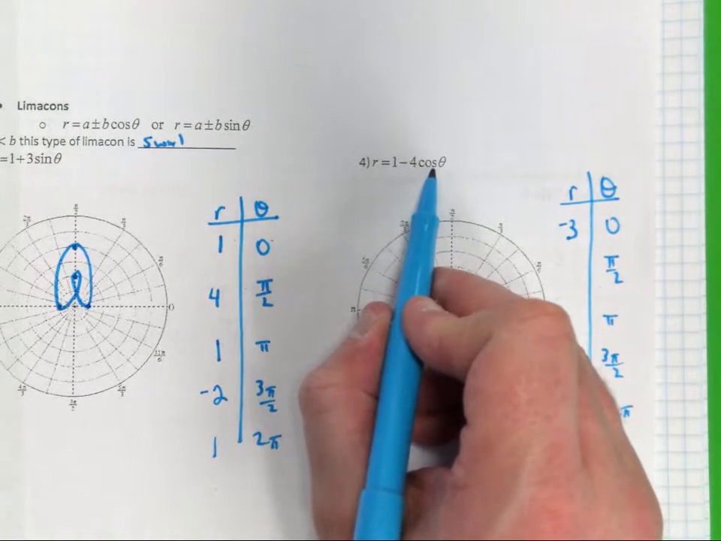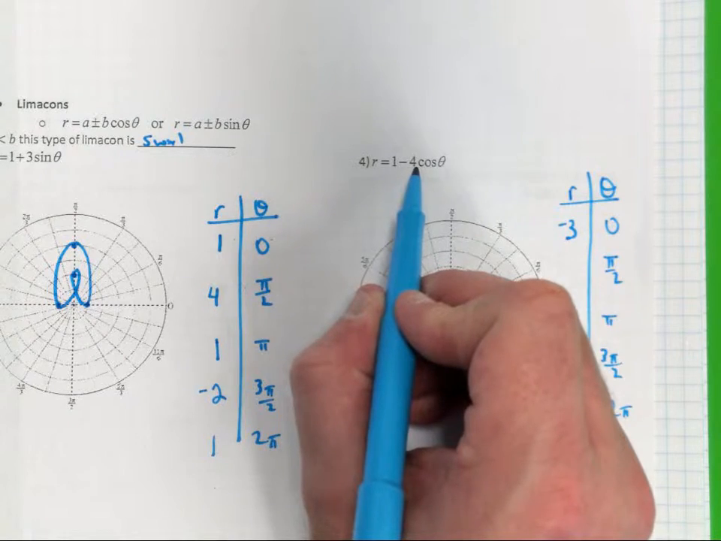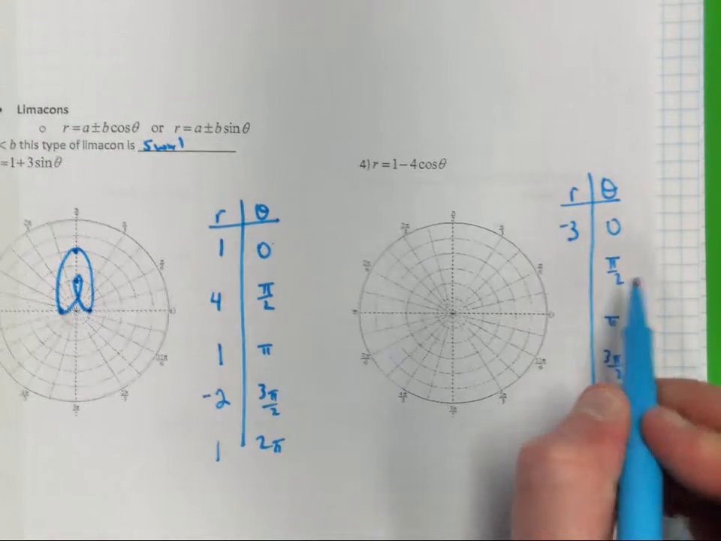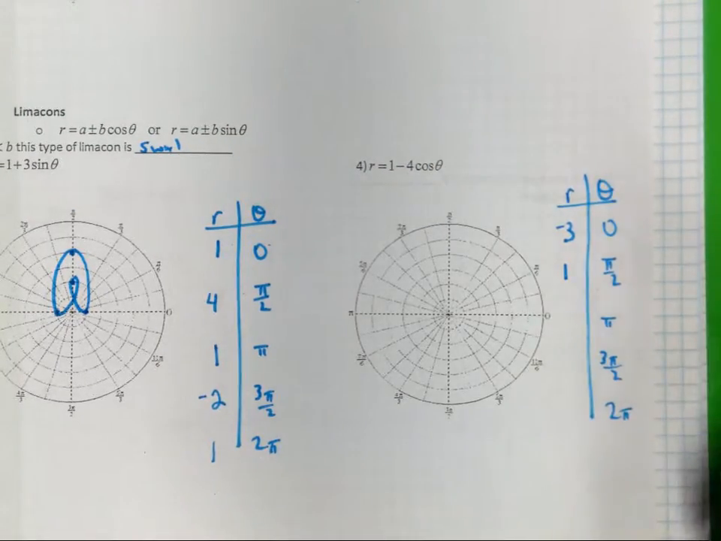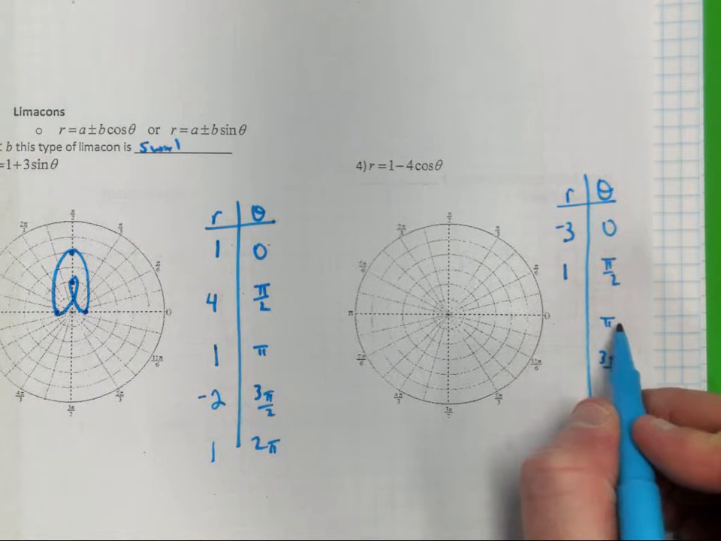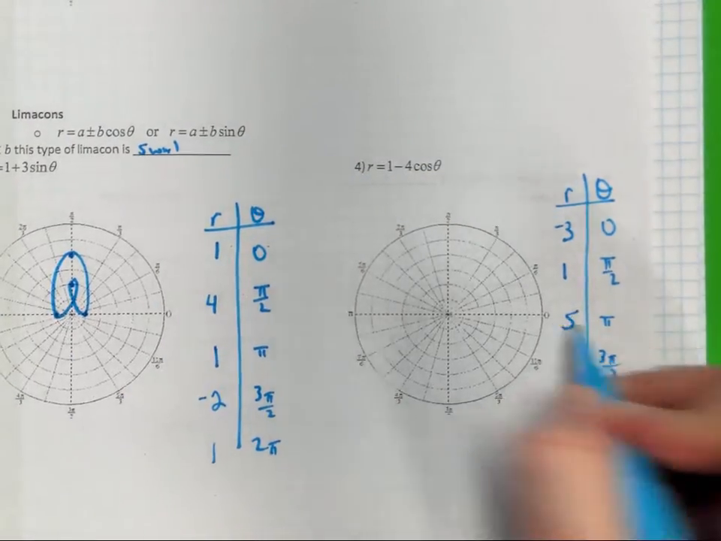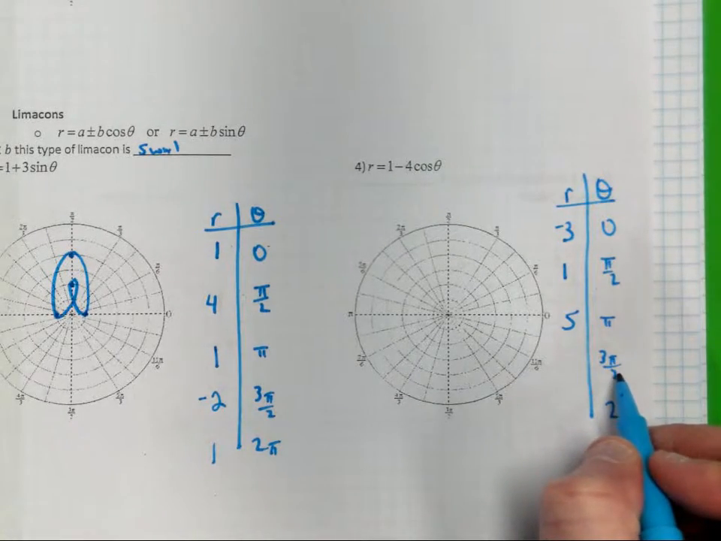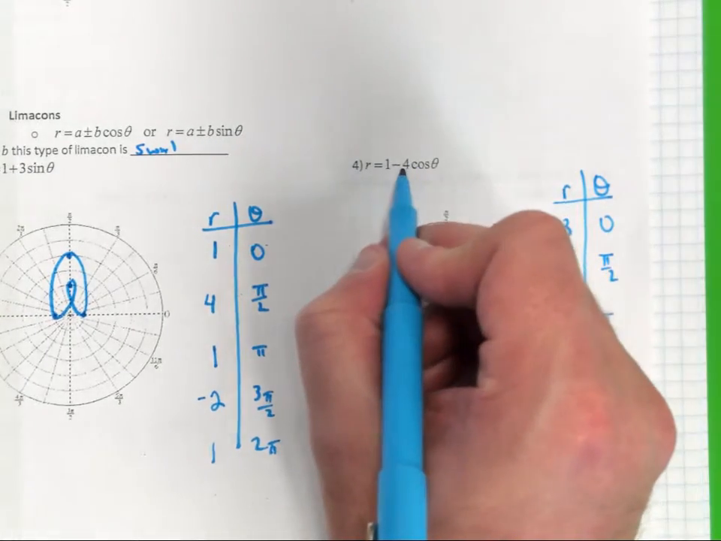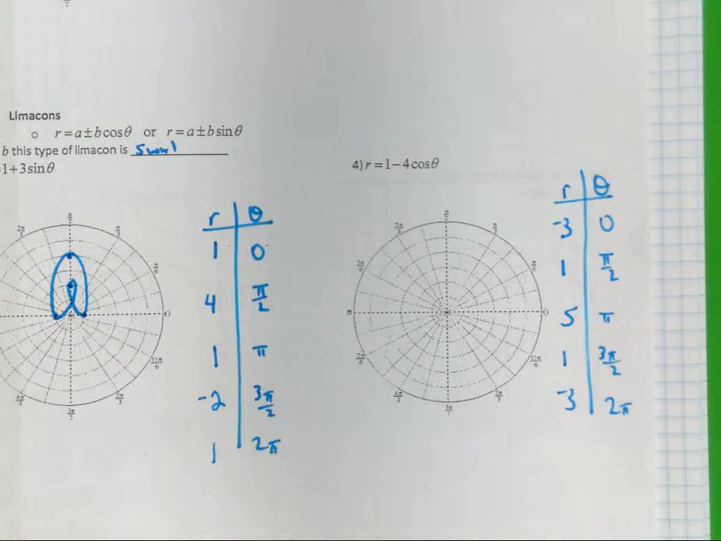Hold on. Cosine of 0 is 1. 1 times negative 4 is what? Negative 4 and 1 gives you negative 3. Cosine of pi over 2 is 0, so that goes out, leaves you 1. Cosine of pi is negative 1. Negative 1 times negative 4 is what? 4 and 1 gives you 5. Cosine of 3 pi over 2 is 0, so that goes away, just leaves you 1. Cosine of 2 pi is 1. 1 times negative 4 is negative 4, plus 1 is negative 3. That should always equal the first one.